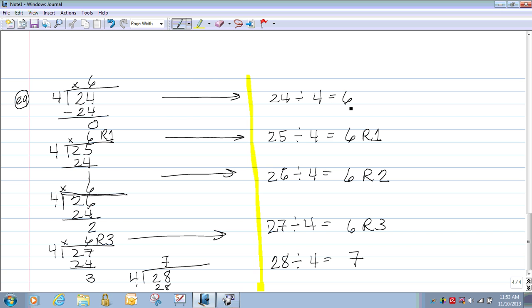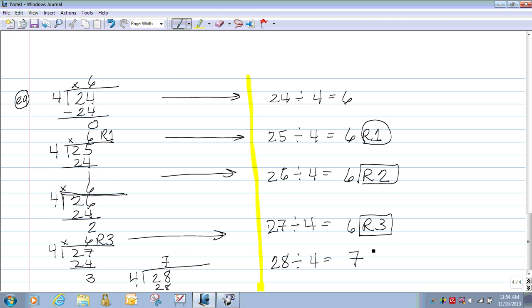24 divided by 4 equals 6. 25 is 1 more than 24, so 25 divided by 4 equals 6 with a remainder of 1. 26 divided by 4, 26 is 2 more than 24, so 26 divided by 4 is 6 with a remainder of 2. We have 27 divided by 4. 27 is 3 more than 24, so 27 divided by 4 is 6 with a remainder of 3.